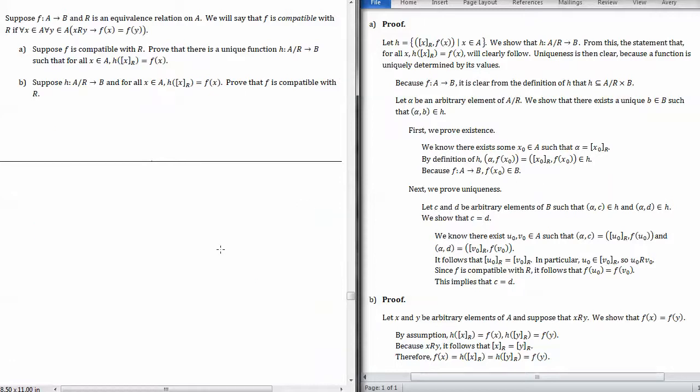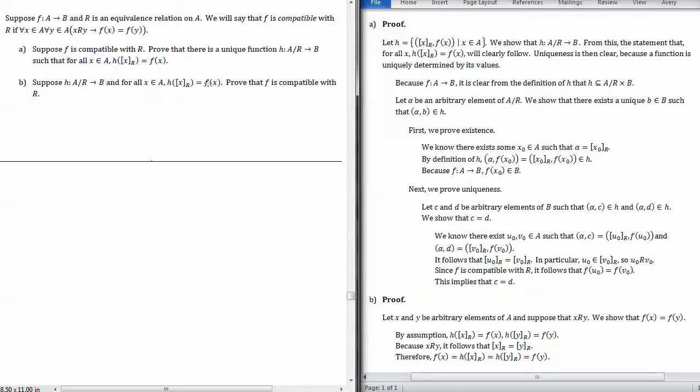Okay, part B, quite a bit quicker. It's kind of the other direction from A in a way. Suppose this time that we have a function h from A mod R to B, and that for all x in A, h is defined to basically do the same thing f does, but to equivalence classes instead of just elements. And I want to prove that f is compatible with R in this case.